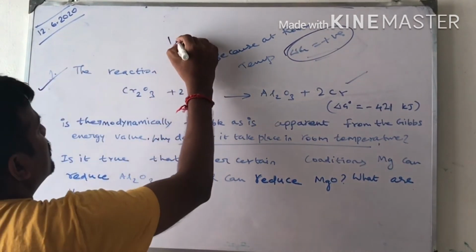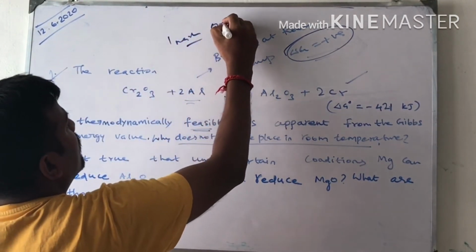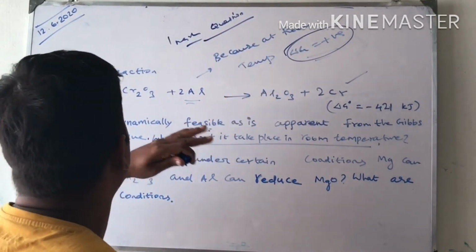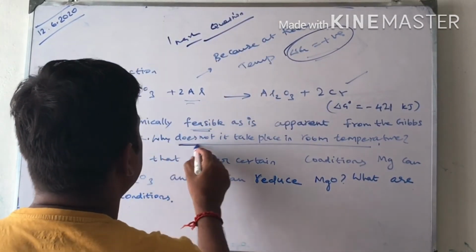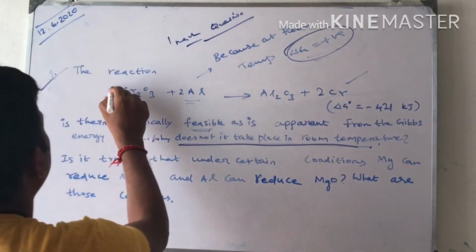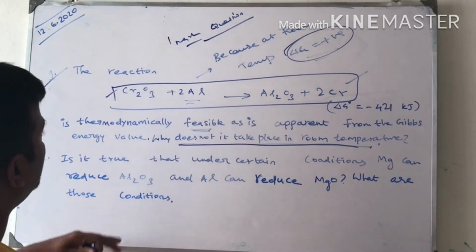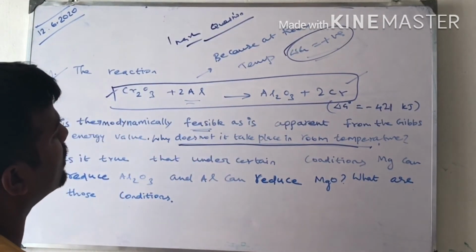That's the 1 mark question. The answer is that the delta G value is positive, just one word. Because why does it not take place? This is a metallurgical reaction. In which condition is it taking place?